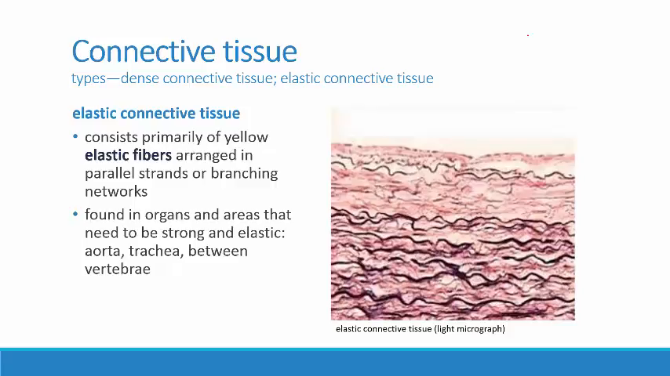So elastic connective tissue is a dense connective tissue, and it's characterized by these very dark staining, wiggly elastic fibers. All right, so there we are. All of the connective tissue proper described here, and in the next lecture we're going to look into the specialized connective tissues. You know what to do if you have any questions.